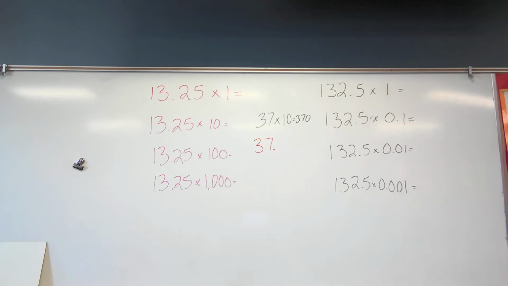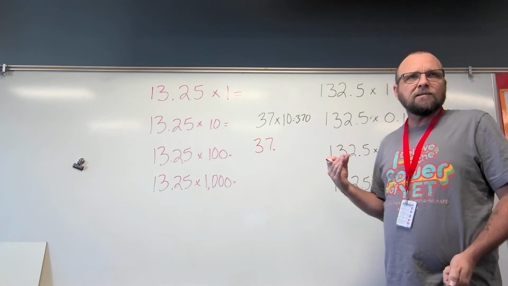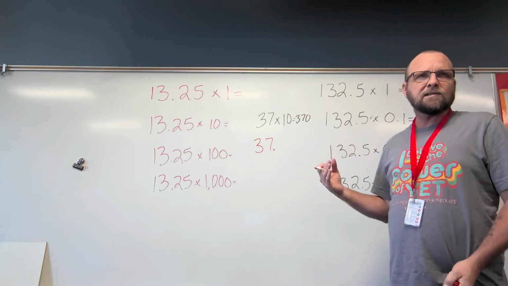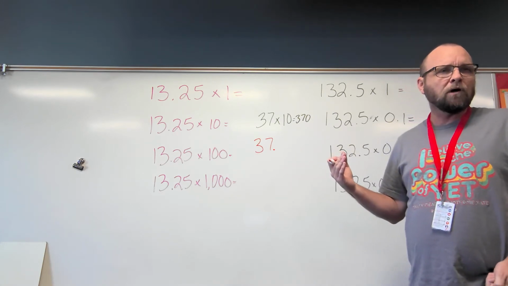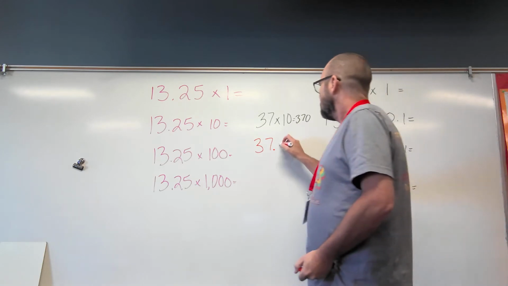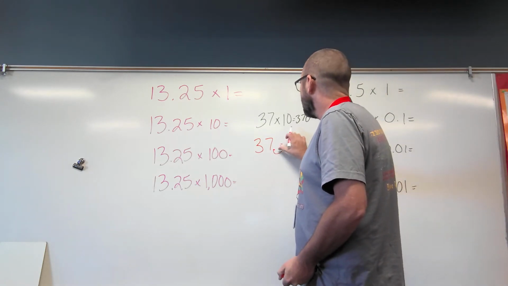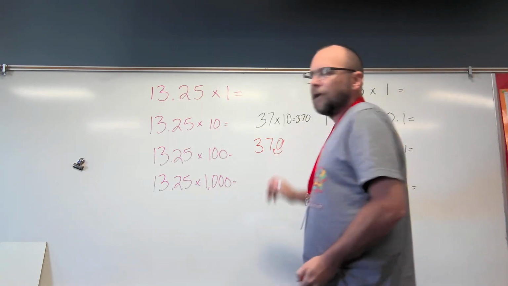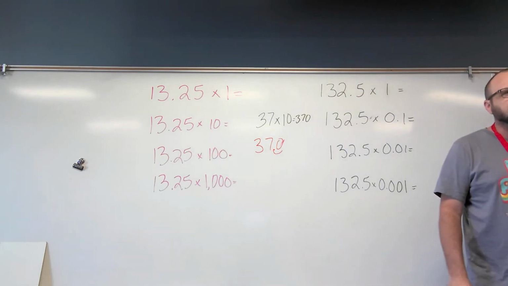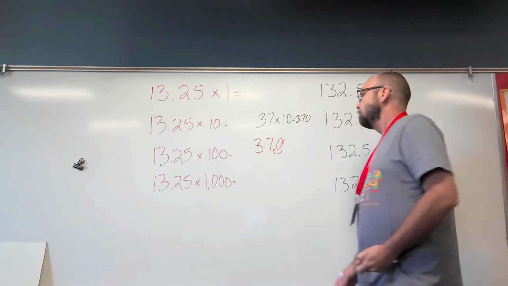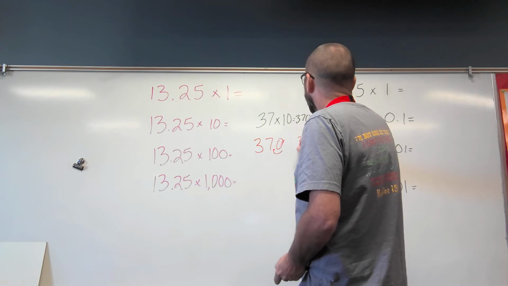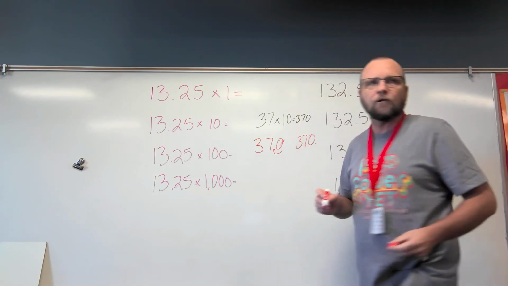So if I have 7 ones, and I change it to 7 tens, 7 tens is 10 times greater than 7 ones. So really what you're doing is you're moving the decimal point to the right once, because I want to make it 10 times bigger. And that is how it becomes 370.